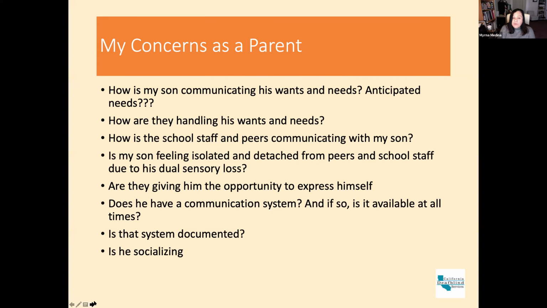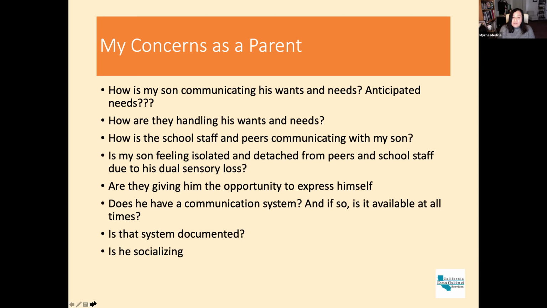How are they interpreting everything that he's trying to say? How have they anticipated his needs, or how are they handling all the needs that he has throughout the day? It was really, really scary for me, because I saw this tiny little boy going to school with people that didn't know him and didn't know how to read his communication.